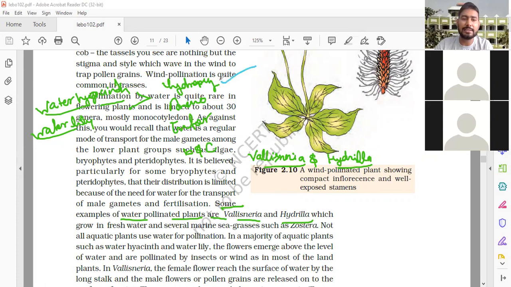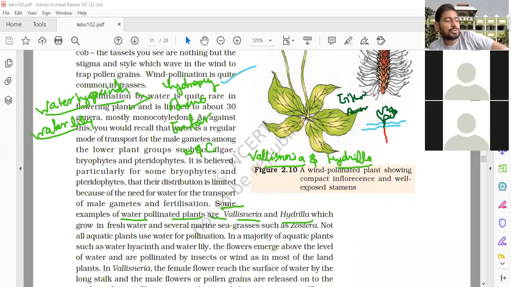They will tick hydrophily, but it is not correct, because suppose this is the surface of water. These plants, their flowers, just look at the reason behind it. This is the plant, but their flowers are located above the surface of water. Clear? So that's why the pollination is either entomophilous or anemophilous. Maybe through the wings, through the wind or through the insects, but not through the water.